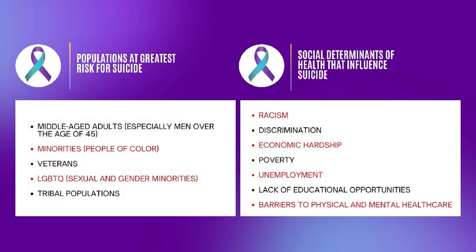Some of the populations at greatest risk for suicide include middle-aged adults, minorities, veterans, members of the LGBTQ community, and tribal populations. Contributing to the populations at greatest risk for suicide are the social determinants of health. So some reasons individuals are committing suicide include racism, discrimination, economic hardship, poverty, unemployment, lack of educational opportunities, and barriers to physical and mental health.